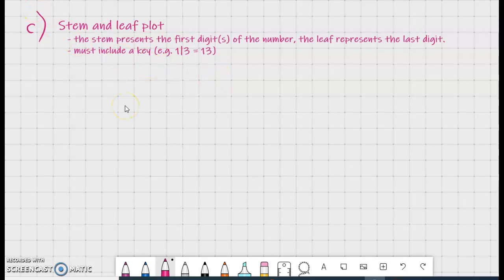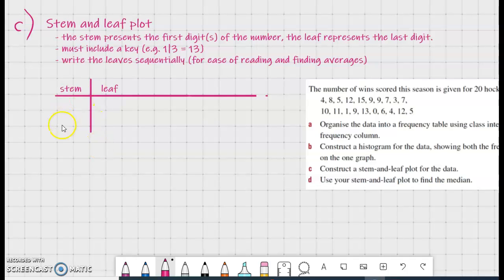Also, it's nice if you can write the leaves sequentially. It makes it easier to read. It'll also make it easier for you to find those averages that you'll be expected to find. Okay, so you set up your table, you decide what your stems are going to be. Now I go from 0 up to 15, so I'm going to have one stem is 0 to represent the numbers 0 through to 9, and another stem is 1, which will represent the numbers 10 through to 15. Then I go through and try to find the numbers in order.